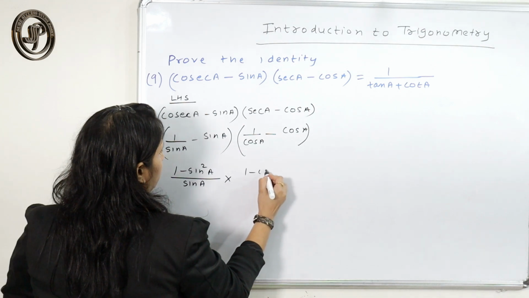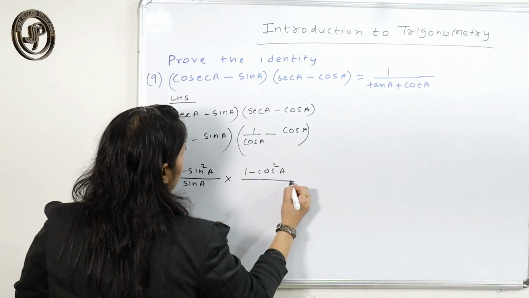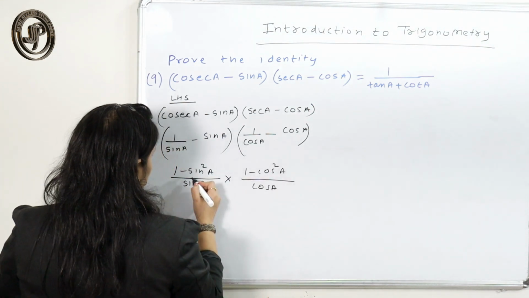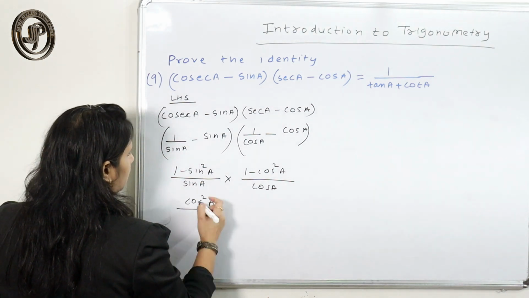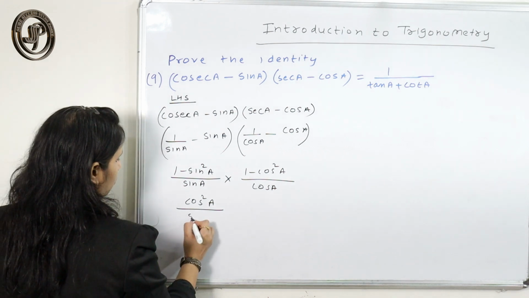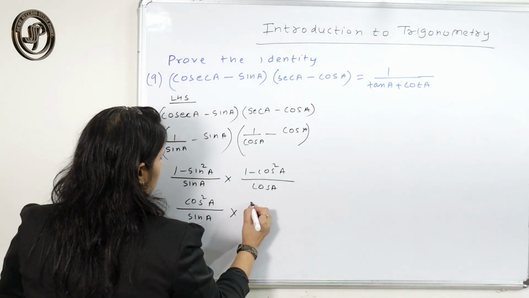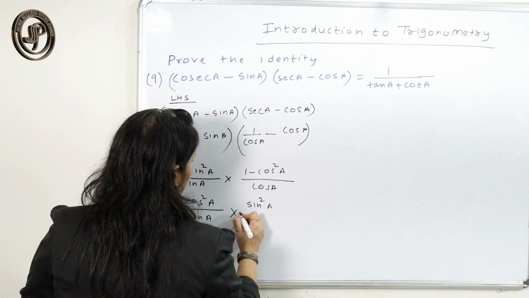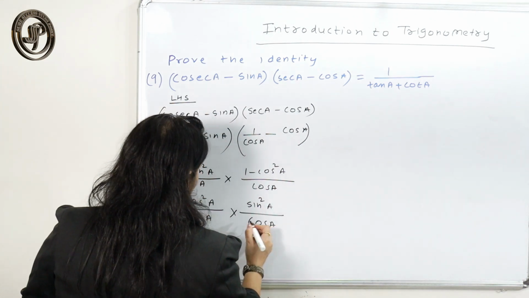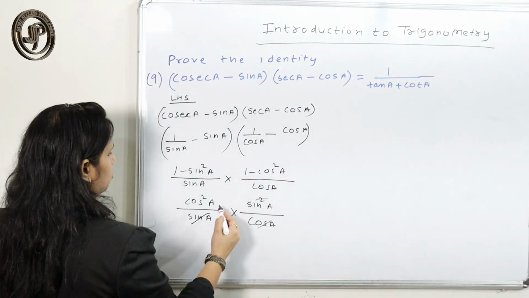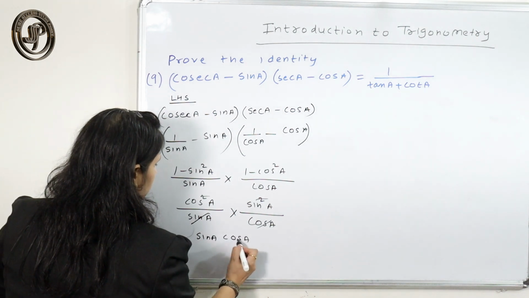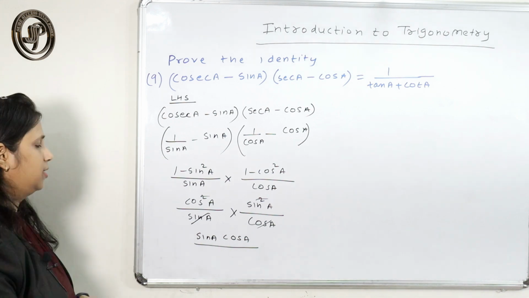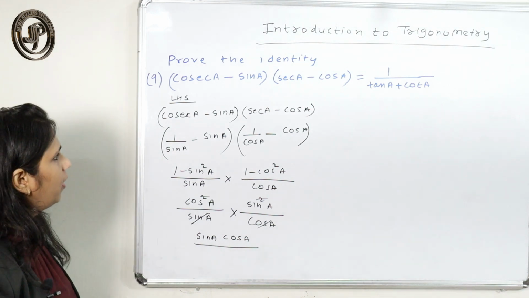Here, if you take the LCM, you can write cos square A upon cos A. So, you can write this as cos square A. This is the identity, 1 minus sin square A as cos square A upon sin A. This is sin square A upon cos A. Now, you can cancel these two. So, now you are left with sin A cos A. So, here comes your LHS, that is a simplified form of your LHS.